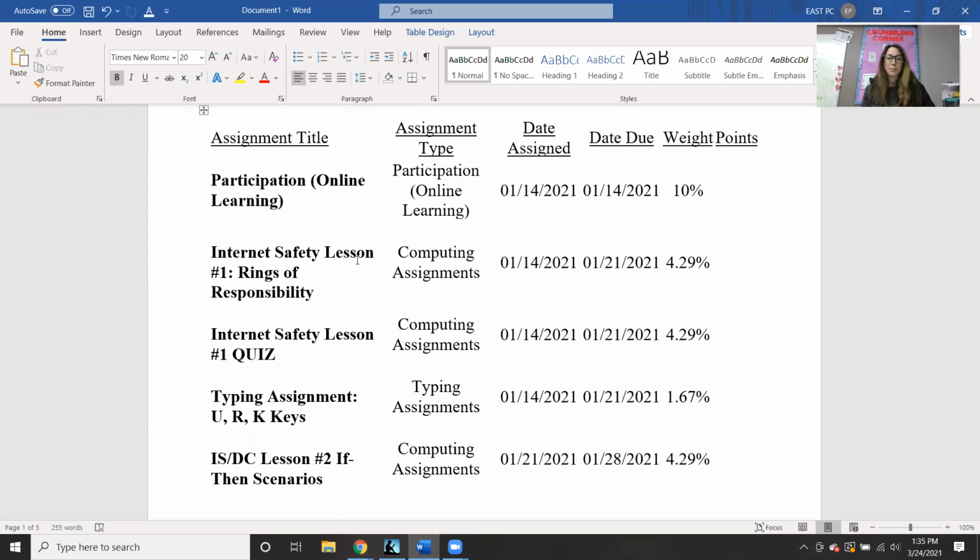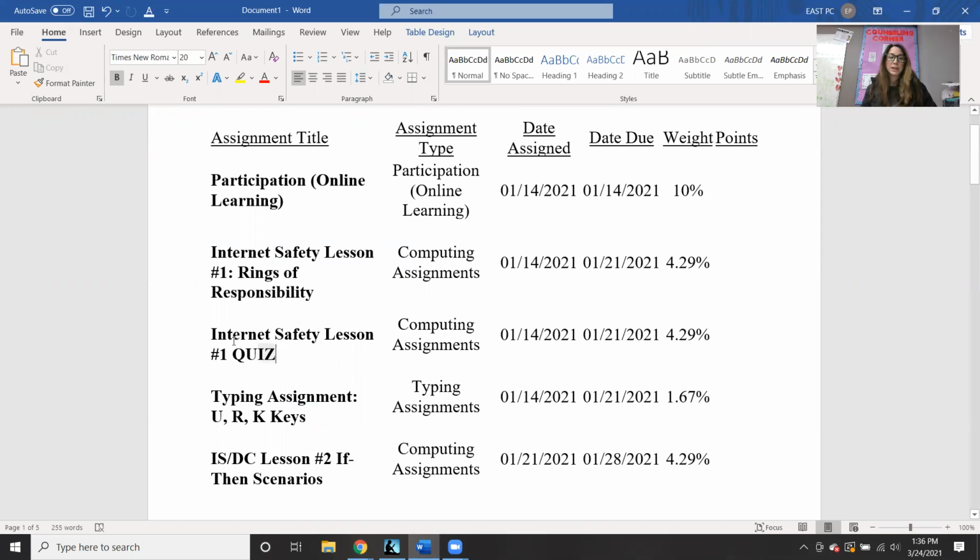So we had lesson number 1. This was back in January 14th. And it was rings of responsibility. And then there was a lesson quiz. So if you remember, we had a lot of lesson quizzes. These were all in Google Quiz. And so you just clicked on the link, it would take you to a Google page, you put your name, you answered all the questions, press submit. It even tells you your score immediately. If you missed any of those quizzes, go back and take them, okay?